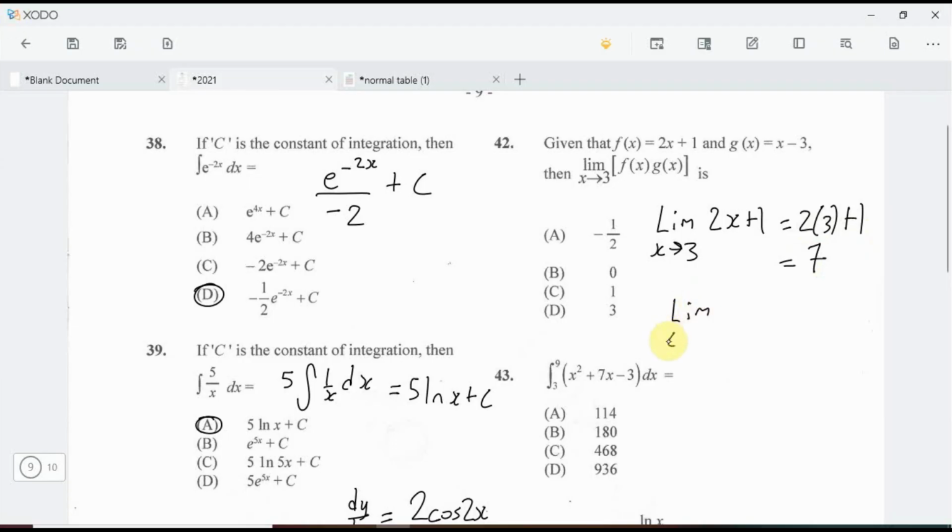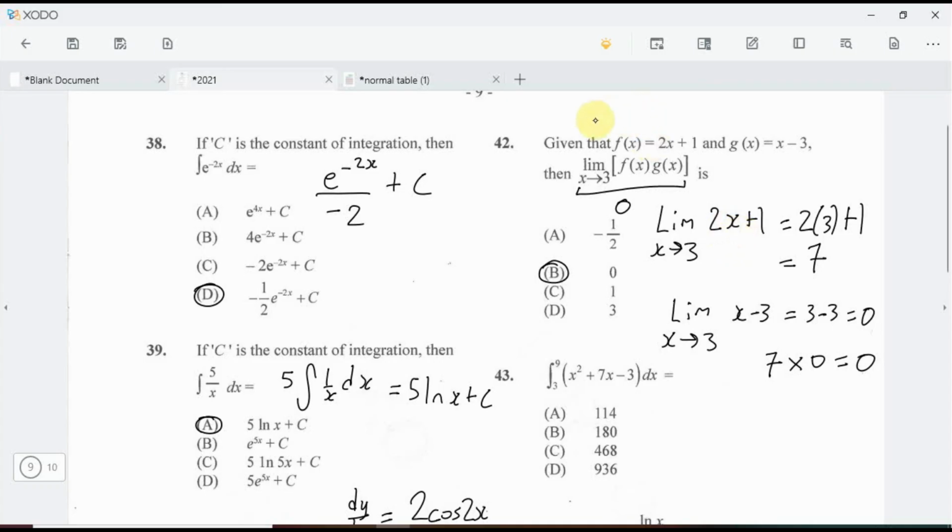Then the limit as x approaches 3 of g of x, which is x minus 3, is 3 minus 3. But guess what? That's 0. So then 7 times 0 is 0. So overall, this limit is 0. Wow! All you have to do is find the limit of the first one, find the limit of the second one, then multiply them. Alright, just multiply them.